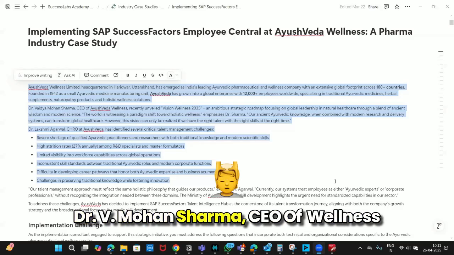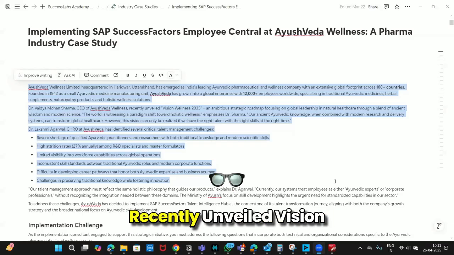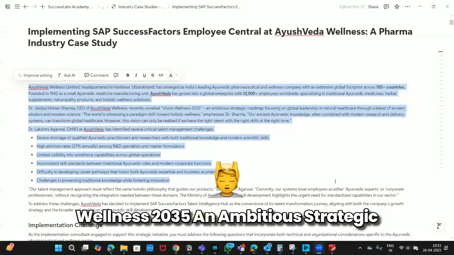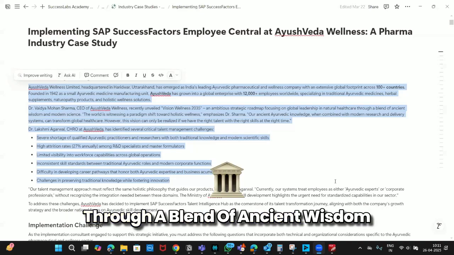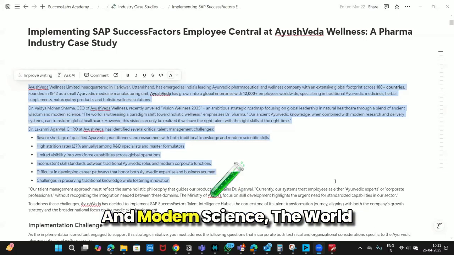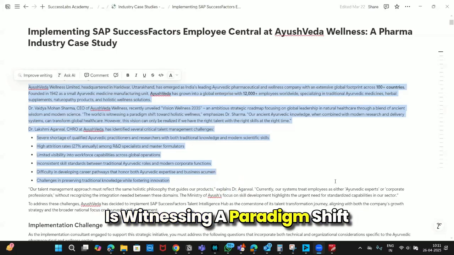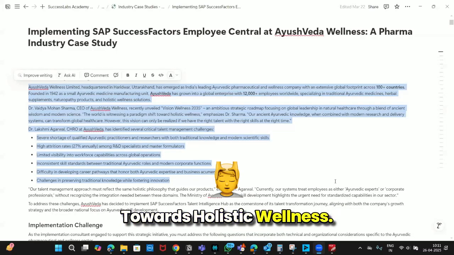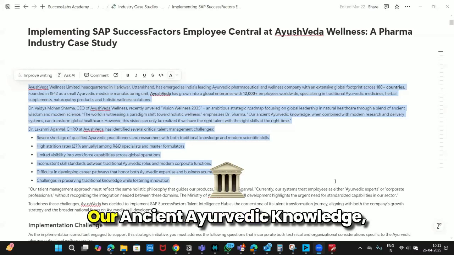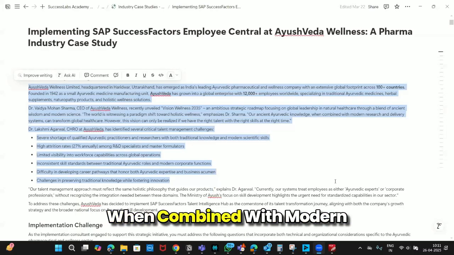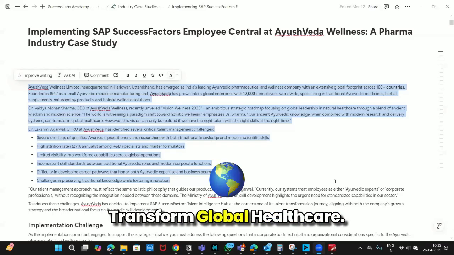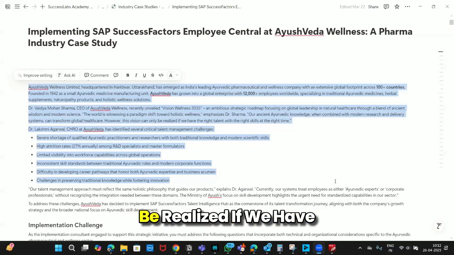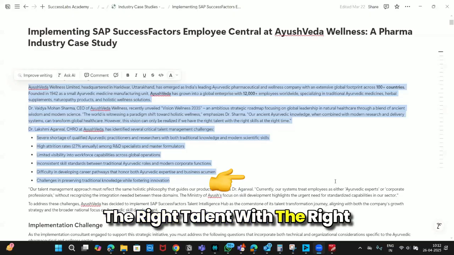Dr. Vaida Mohan Sharma, CEO of Ayush Wellness, recently unveiled Vision Wellness 2035, an ambitious strategic roadmap focusing on global leadership in natural healthcare through a blend of ancient wisdom and modern science. The world is witnessing a paradigm shift towards holistic wellness, emphasized Dr. Sharma. Our ancient Ayurvedic knowledge, when combined with modern research and delivery system, can transform global healthcare. However, this vision can only be realized if we have the right talent with the right skills at the right time.